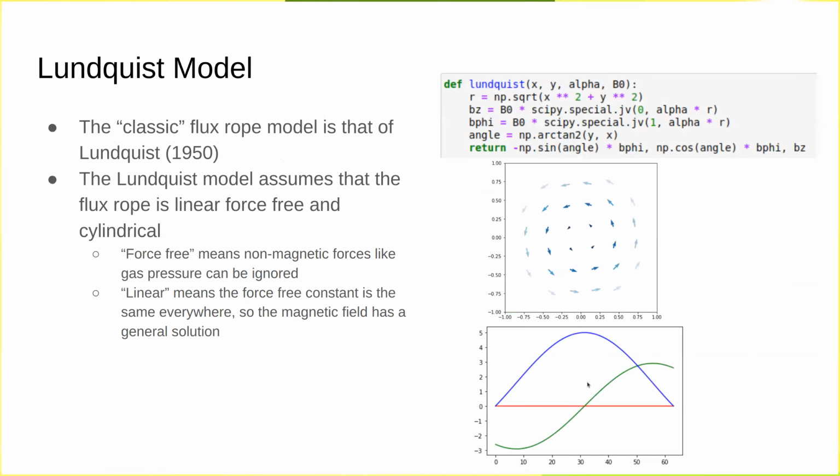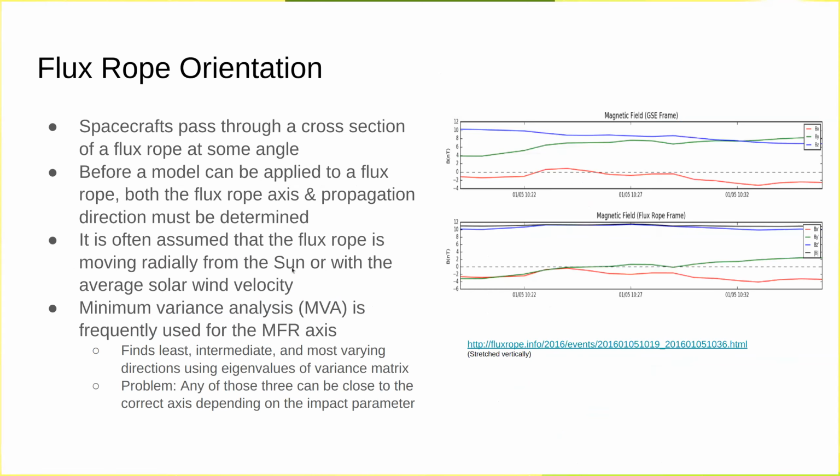That's based on the fact that the most changing axis is usually the vertical axis of the cross section, which goes from negative to positive, and the least changing is usually the x-axis, which is the spacecraft path, and the intermediate one is the axial component. So usually they use minimum variance analysis in lots of modeling papers.